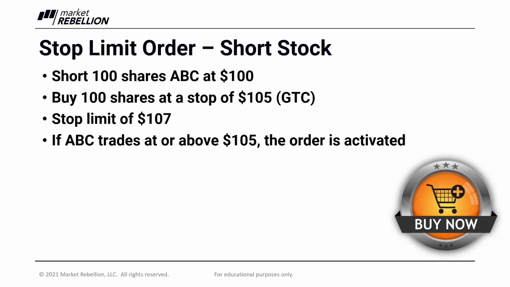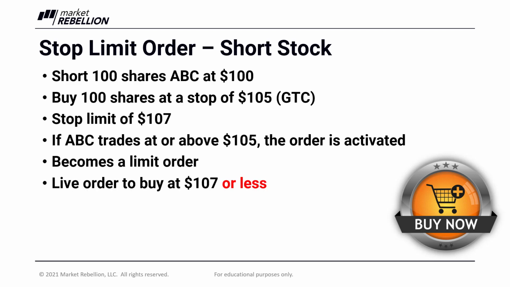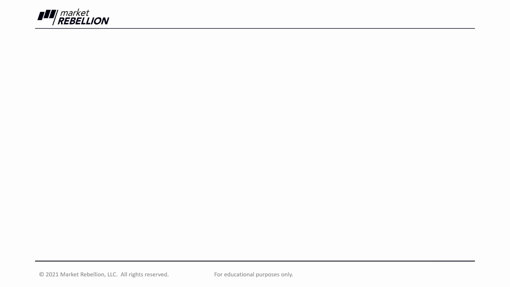So if ABC trades at or above 105, the order is activated, but now it becomes a limit order. And in this example, it's a live order to buy at 107 or less. Remember, for the buy side, limit orders are for that price or less. So now if this trigger is activated, it will only fill if the broker can get 107 or less. So the main thing to see is that neither of these prevent losses. And that's a myth that a lot of traders have. They say, oh, place your stops and you can really manage your risk. Possibly, but not necessarily. So here's how both of these can fail.